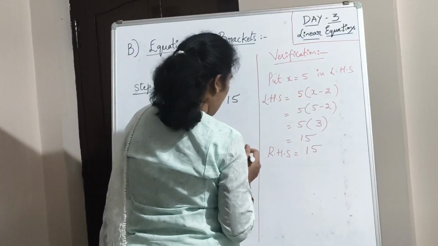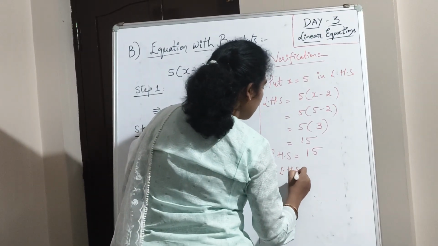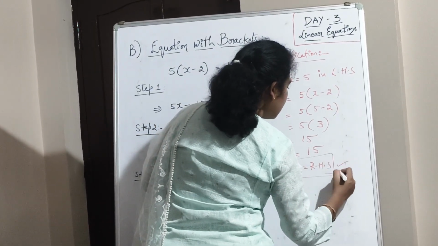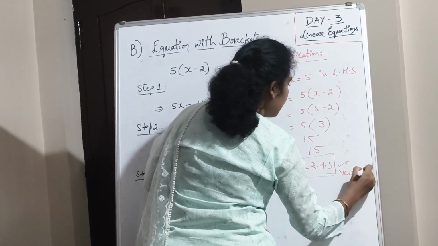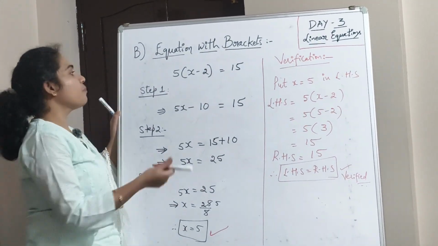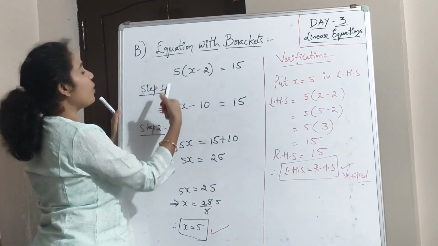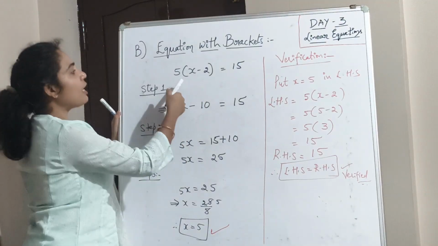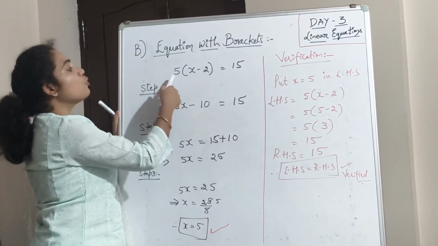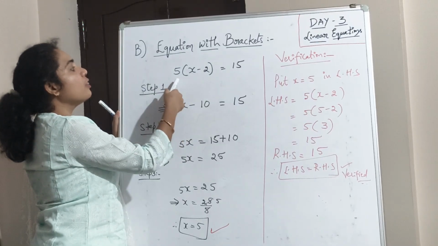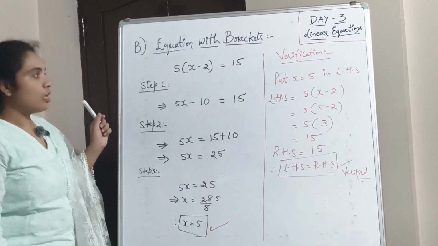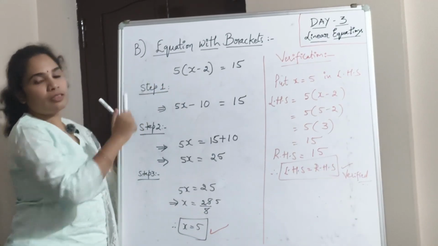Therefore LHS is equal to RHS. Hence we verified this equation. A common mistake students make is they simply write 5x minus 2. They don't multiply this 5 with 2. So whenever you see brackets, you have to expand this and multiply each and every term inside the brackets. That's all. Type B, which is equation with brackets.